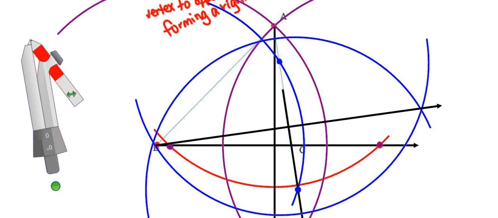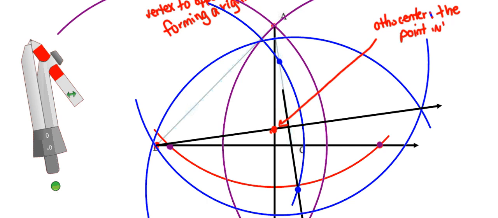But if I were to construct all three, they would meet at a point. And that point too, you guessed it, has a name. It's called the orthocenter. And the orthocenter is the point where the three altitudes of a triangle intersect.